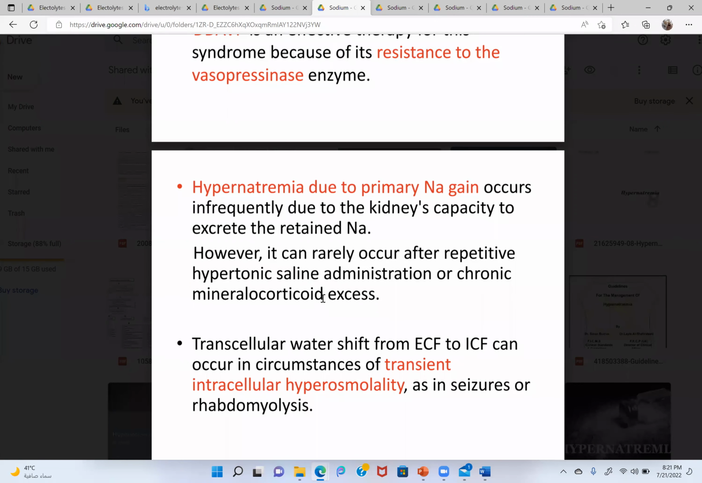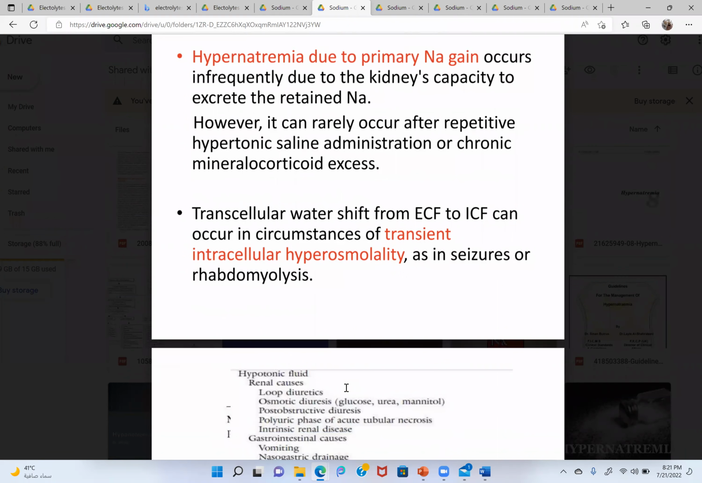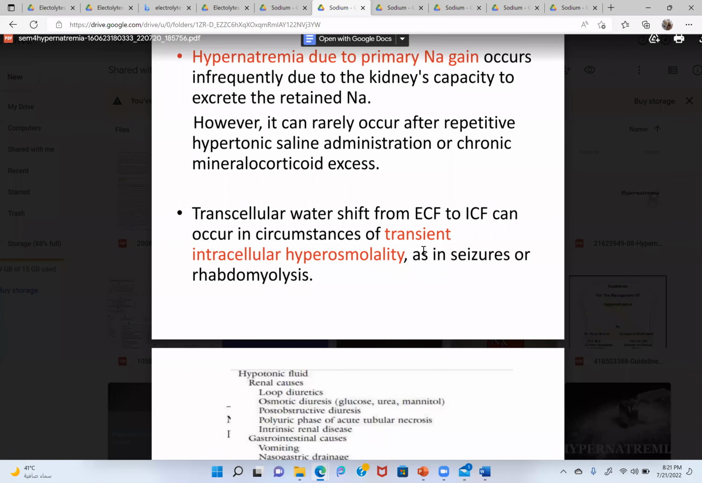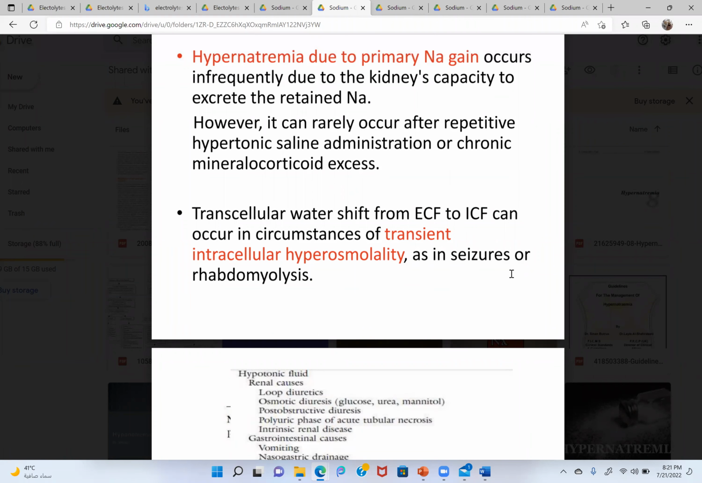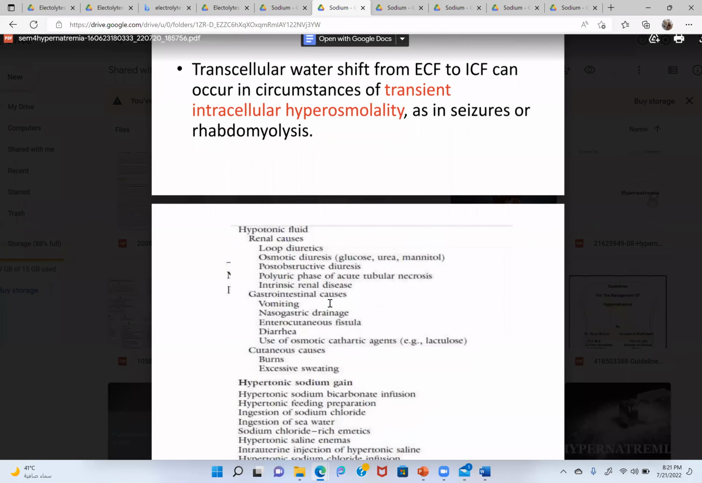Mineralocorticoid excess will also result like that, because the aldosterone retains sodium and excretes potassium and hydrogen. So in that condition there will be concomitant alkalosis as well, metabolic alkalosis. Transcellular water shift from ECF to ICF can occur in circumstances of transient intracellular hyperosmolarity, as in seizures or rhabdomyolysis.